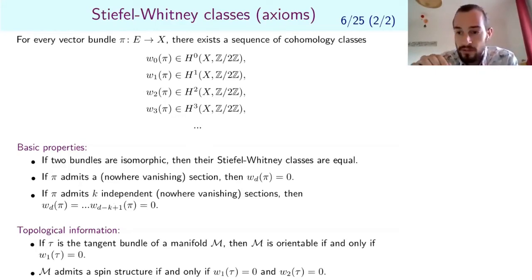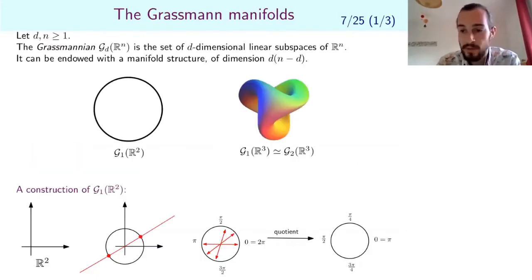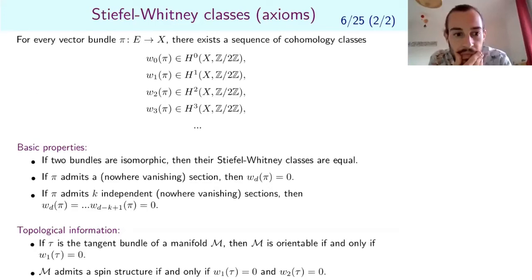And in order to go a bit further in the theory, we have to talk about Grassmann manifolds. Sorry, I have a question. Of course. It's just about the numbering, because you say first Stiefel-Whitney class, but then it's WD and I'm just confused about how you say first. So W0, I will call it the zeroth Stiefel-Whitney class, W1 the first Stiefel-Whitney class, and so on, and WD I will call it the top Stiefel-Whitney class. Ah, okay. So then a vector bundle admits a nowhere vanishing section when the top Stiefel-Whitney class vanishes. That's it. Yeah. Okay. Thank you.